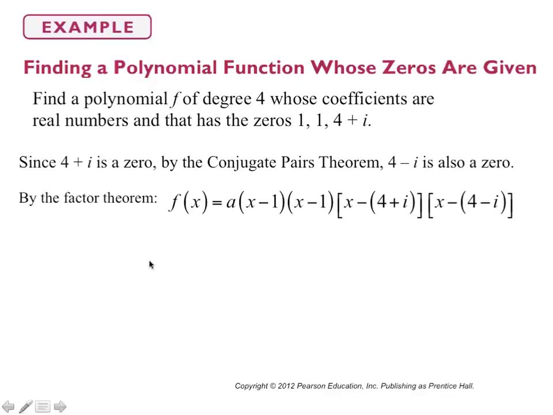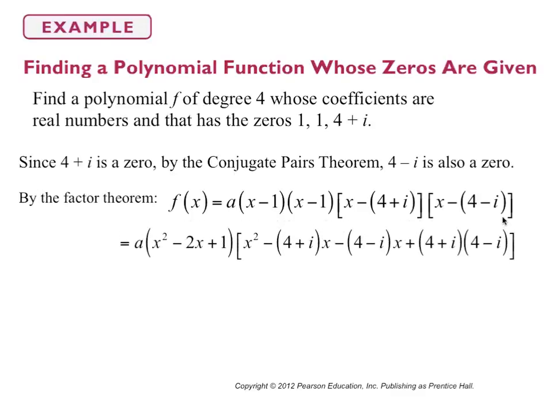So essentially what we need to do is multiply our factors. So if we know that 1 is a 0, we know that x minus 1 is going to be a factor. It tells us 1 twice, so we're going to have two of those, x minus 1 and another x minus 1. And then we have x minus (4 plus i), and then we have x minus (4 minus i), which is its conjugate. So now what we need to do is multiply all of this out. It looks really, really ugly when we start, but it will look nicer. First thing you do is you just have x squared minus 2x plus 1.